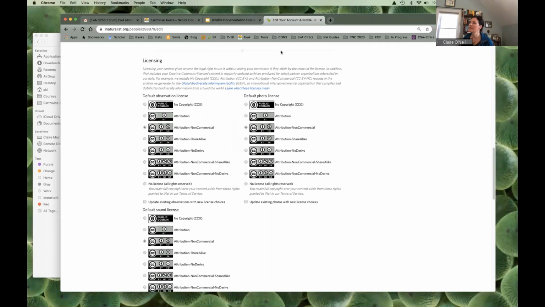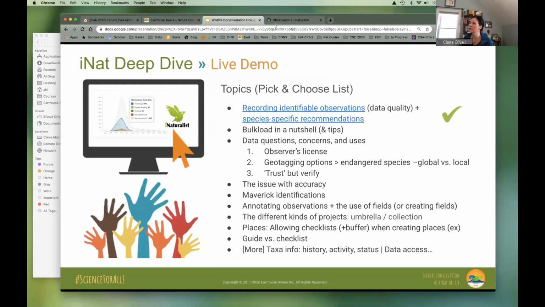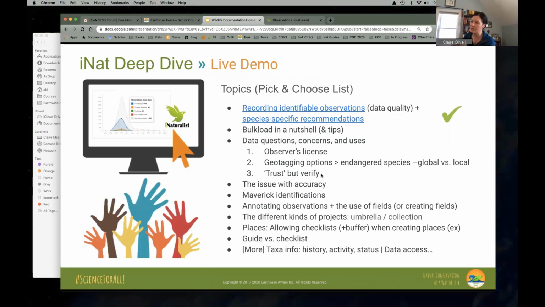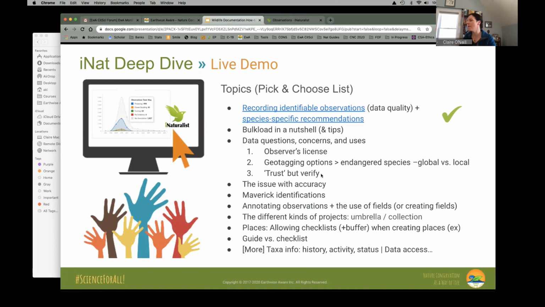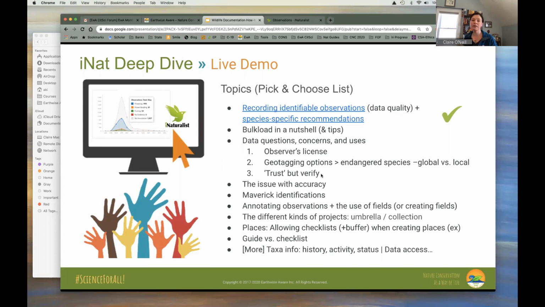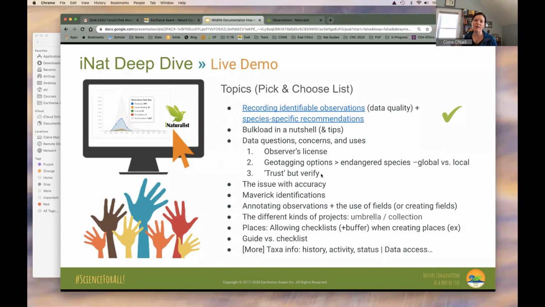So that's that. Let me go back to my observation there, because I want to talk about duplication quickly. Geotagging, we talked about that. Then trust but verify. I'm French, so this kind of expression was something new to me. This is about when you do your identification, or when someone makes a suggestion or puts some identification in place, it's good to verify rather than agreeing.